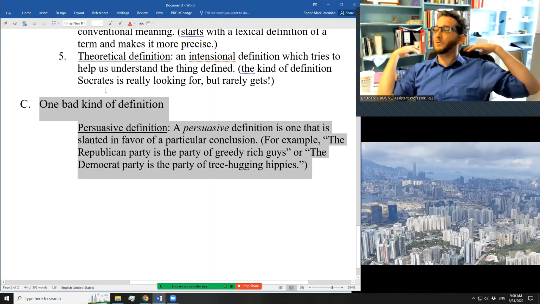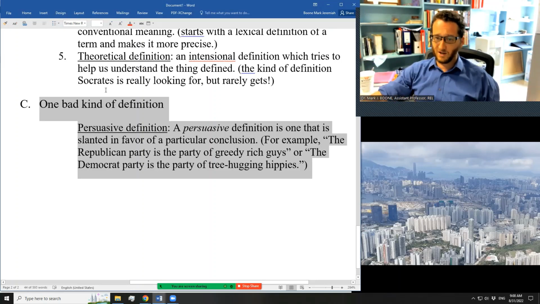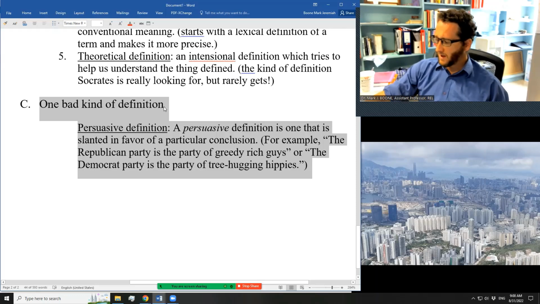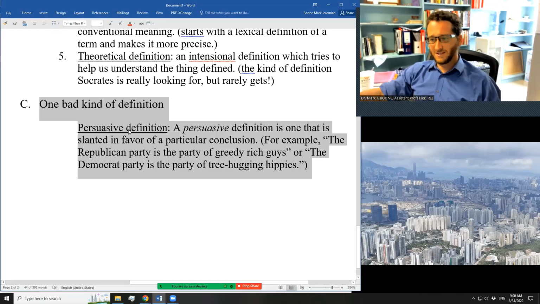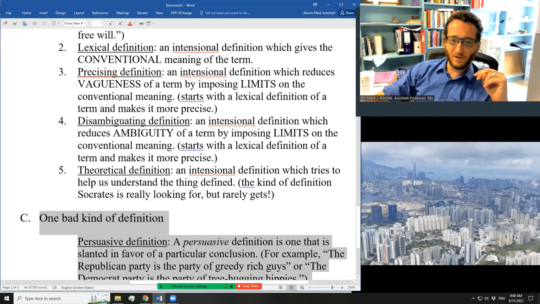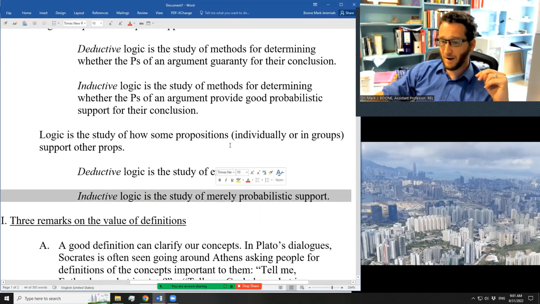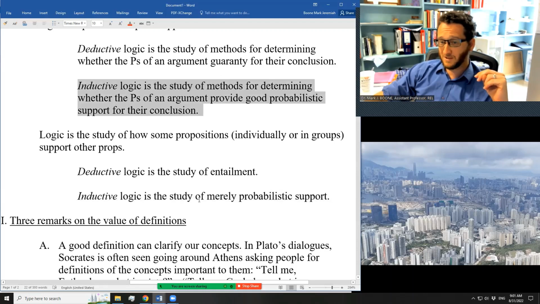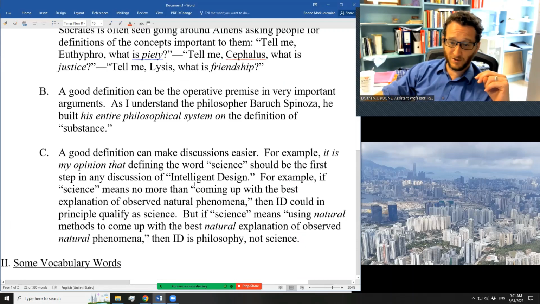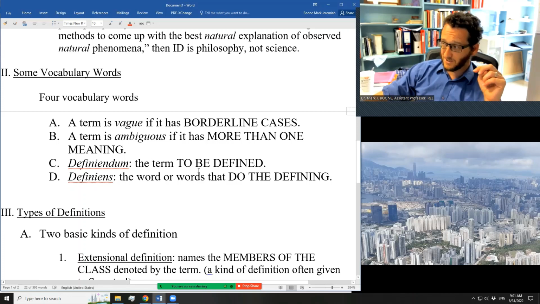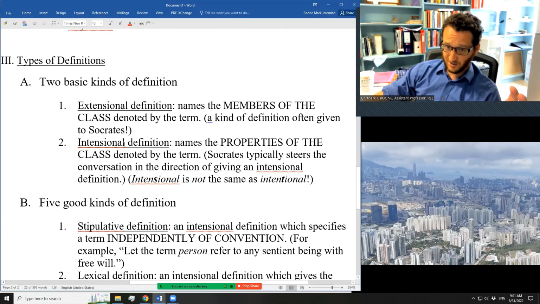What we're doing in this video is, well, after we introduce inductive logic, what we do in this video is we talk about definitions. We're trying to think clearly. If it's not obvious how this is logic, if it's not obvious how this is the study of probabilistic support, or the study of methods for determining whether the premises of an argument provide good probabilistic support for their conclusion, well, at least know this: we're trying to think clearly, and that's close enough.